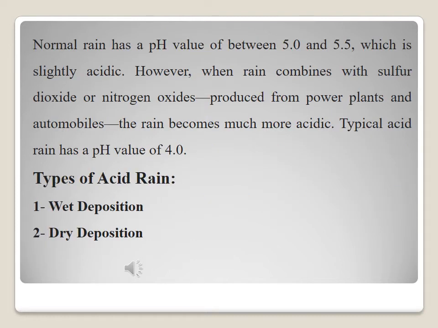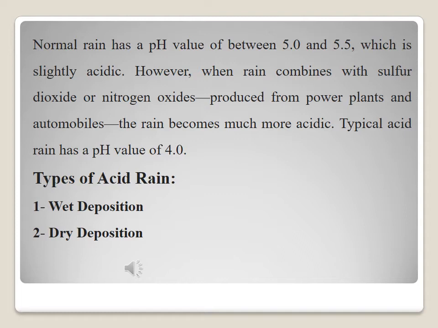Normal rain has a pH value between 5 to 5.5, which is slightly acidic. However, when rain combines with sulfur dioxide or nitrogen oxides, the rain becomes much more acidic. Typical acid rain has a pH value of 4.